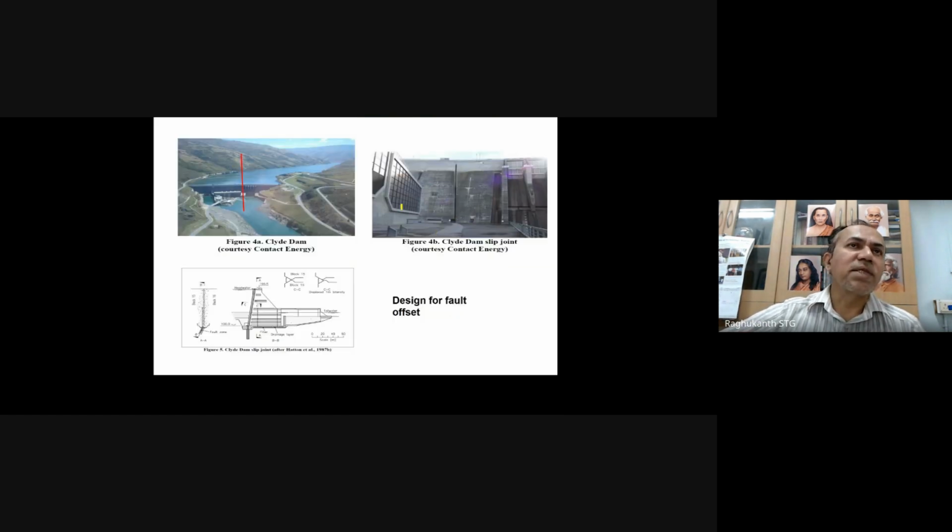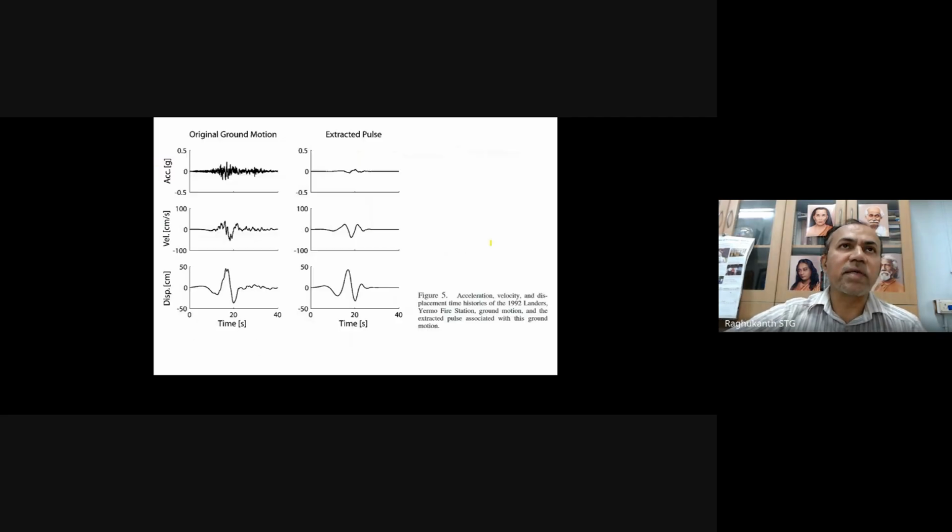So this is also one classical example. You see how to design dams when they are crossing faults. What they do is, to account for the fault displacement, they put a joint. So it is not one dam, it is basically two dams. So if there is any movement, this will take care of these near field effects.